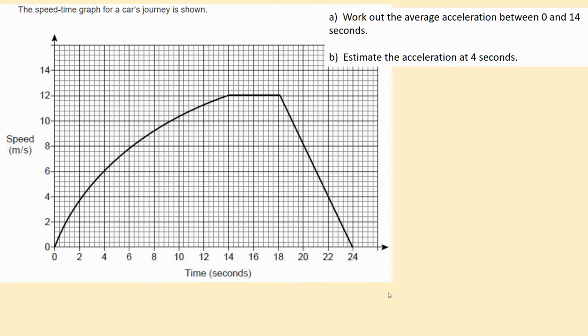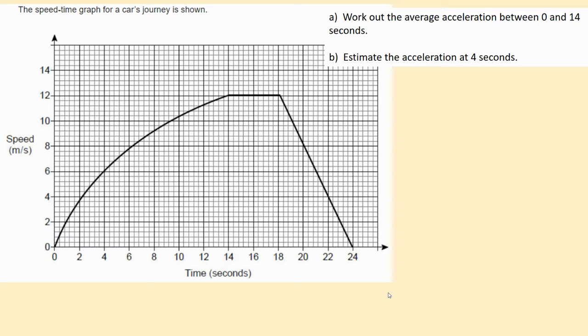Okay, there's one final question I want you to have a look at, and this time we've got a curved part of our speed time graph. So again, just have a quick look at this one, think about what you could work out, and then hit play again when you're ready for me to go through it.